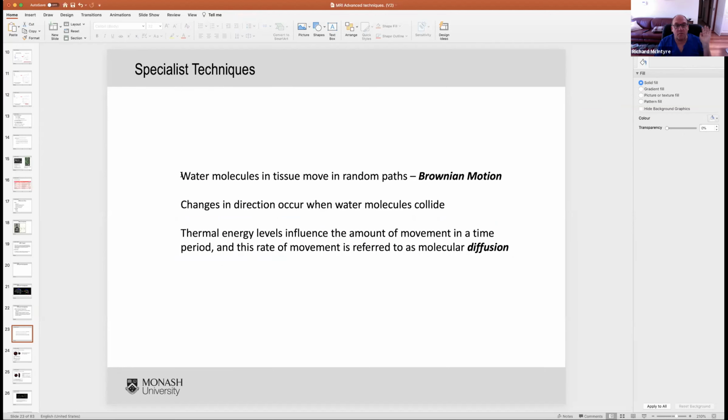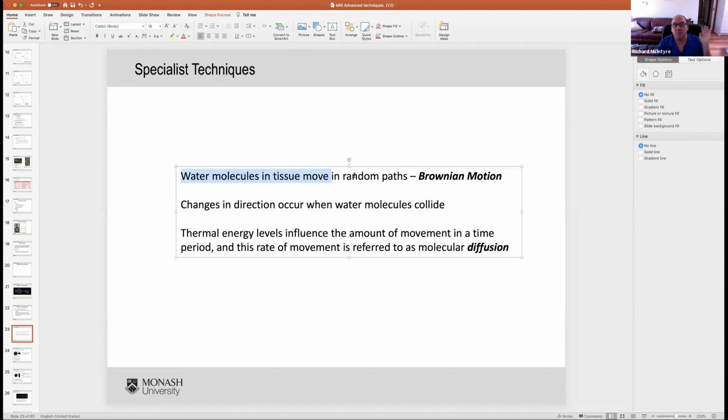Water molecules in tissue move in random paths, and this is called Brownian motion. Changes in direction occur when water molecules collide. Thermal energy levels influence the amount of movement in a time period, and this rate of movement is referred to as molecular diffusion.